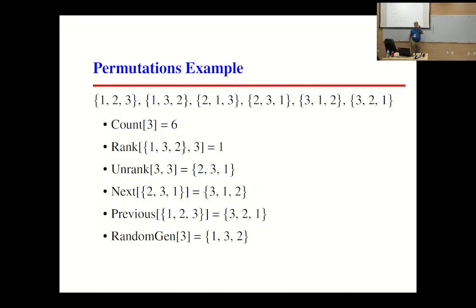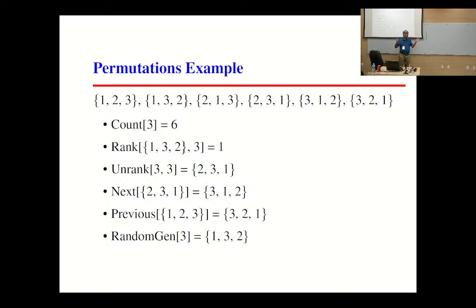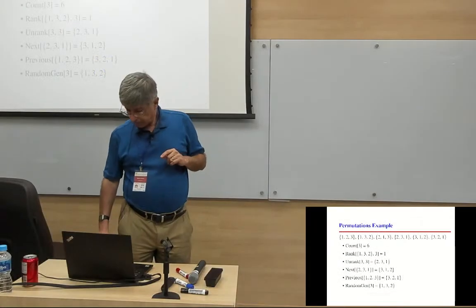And random generation is I pick one of these with equal probability. I picked 1 through 3. Why did I get 1 through 3 as my random permutation? Just the way luck worked out. If we show the slide again, it'll have a different thing on it. Any questions about that? Okay, so people understand the basic operations.